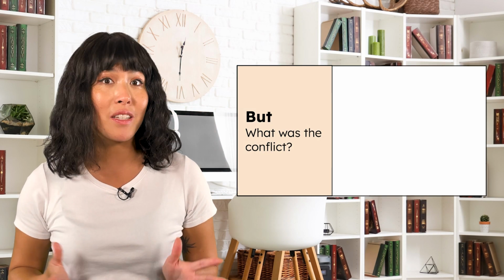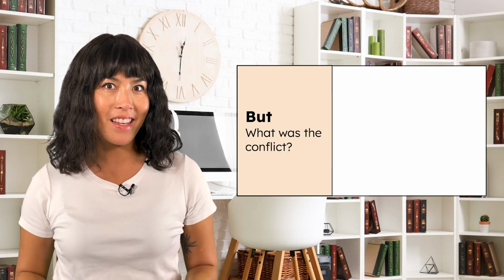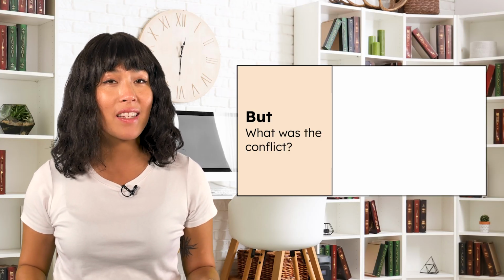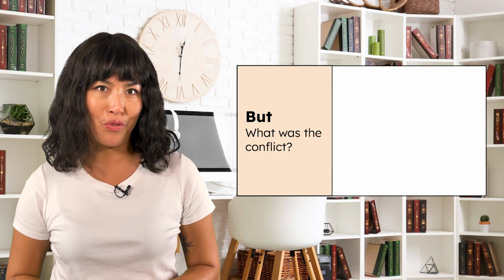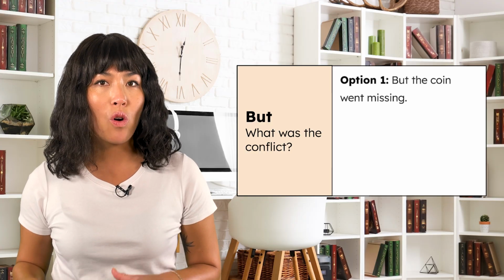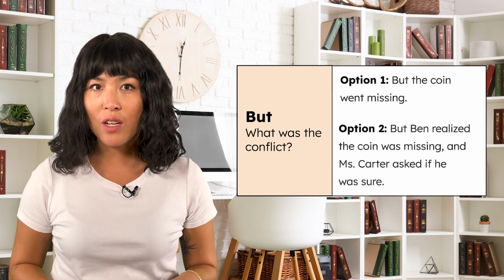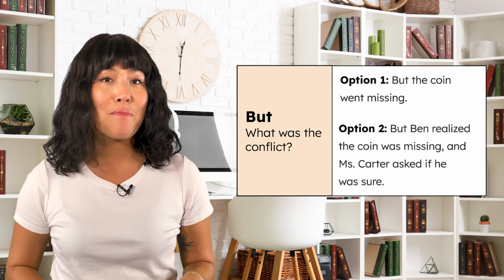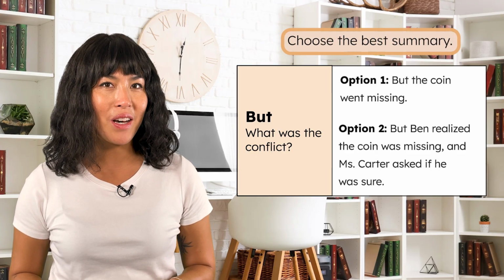Now for the but part. We need to ask ourselves, what was the conflict Ben faced? And how would I summarize it in a short, simple way? I'll give you two options to choose from. But the coin went missing. Or, but Ben realized the coin was missing, and Miss Carter asked if he was sure. Pause the video to choose.